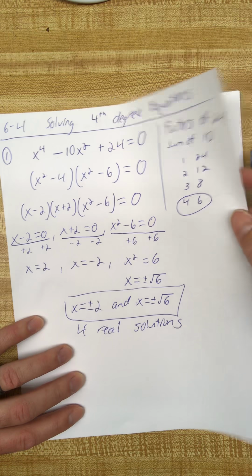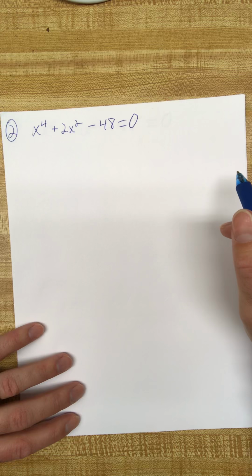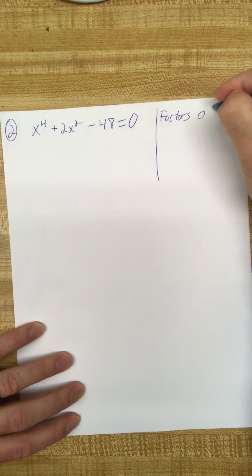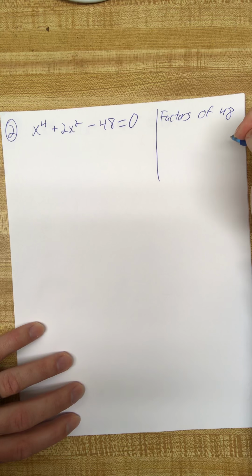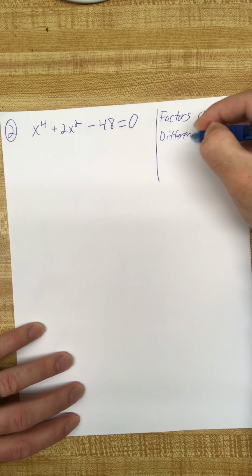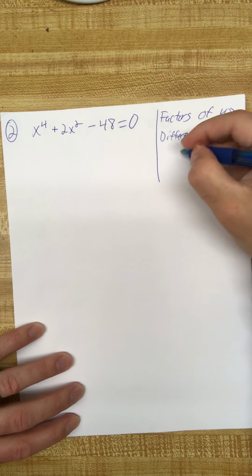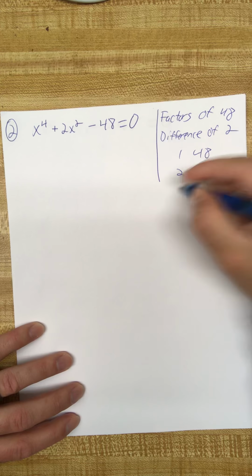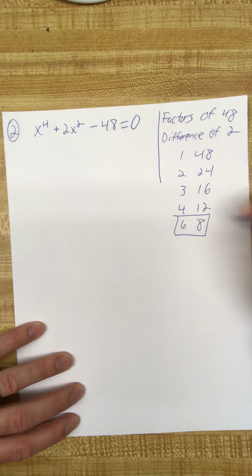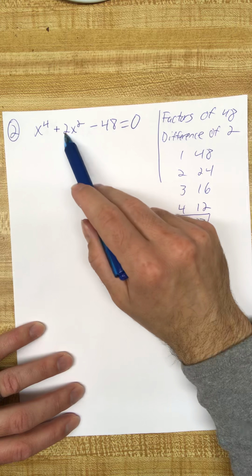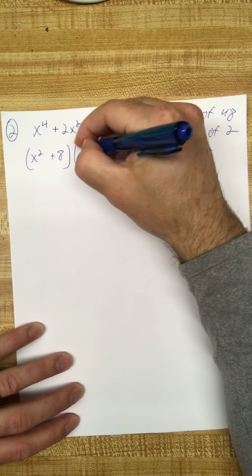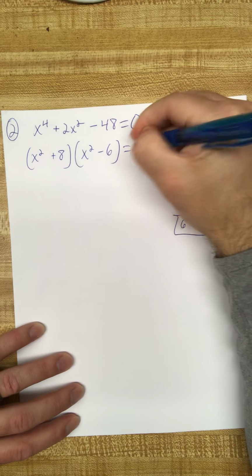All right. So next up, this one's going to turn out a little bit different here. Same idea. Factors of 48. And since it's negative 48, they need to have a difference. So we'll subtract them. Difference of 2. So you got 1 and 48, 2 and 24, 3 and 16, 4 and 12, 6 and 8. So there's our difference of 2. We want positive 8, so we get the positive 2x squared there. So we're going to go x squared plus 8, and then x squared minus 6 equals 0.